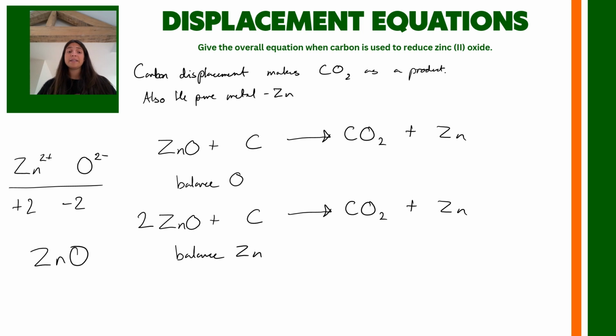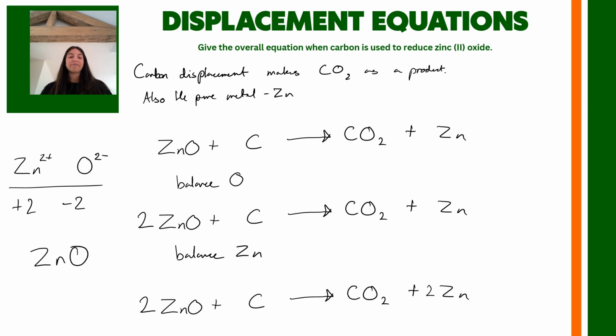But now I need to balance the zincs, because by putting that 2 in front of the zinc oxide, not only have I now got 2 oxygens on the left-hand side, I have 2 zinc on the left-hand side. So add a 2 in front of zinc on my right-hand side as well, and then just check that everything else is balanced. 1 carbon, 1 carbon, we're all good, so that's my final equation.